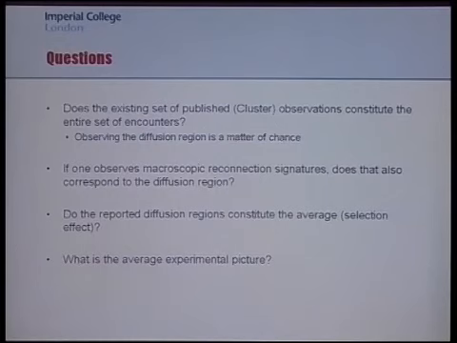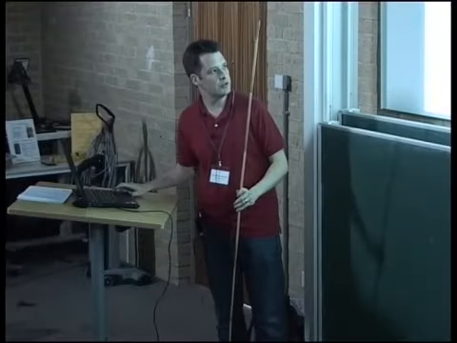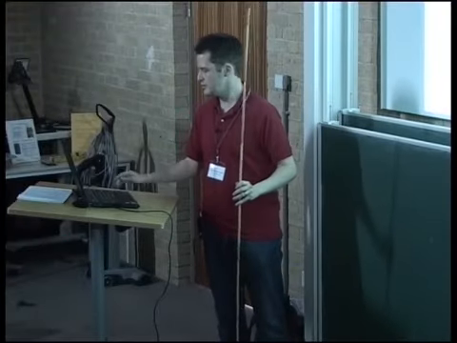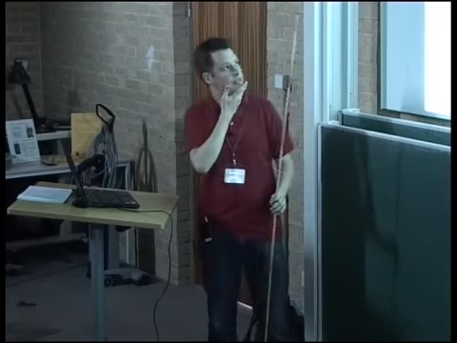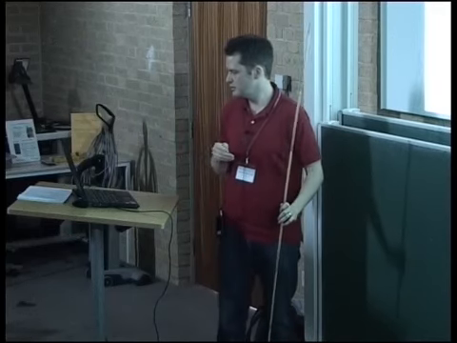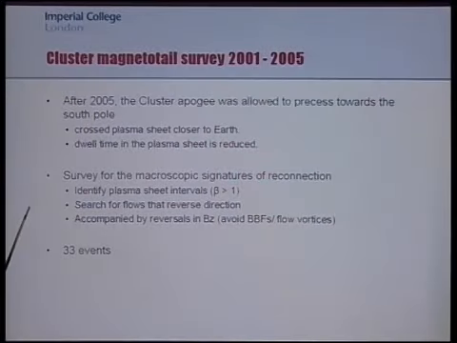So what's the average picture? What I had done is to basically go through the Cluster data and do a survey to see what have we got and what are the average properties. So in the end, I looked at 5 years of data. The reason for this is basically technical and to do with where the orbit went, and I won't go into it now, but I can talk about it afterwards. And then essentially do a sort of sieve survey of the data.